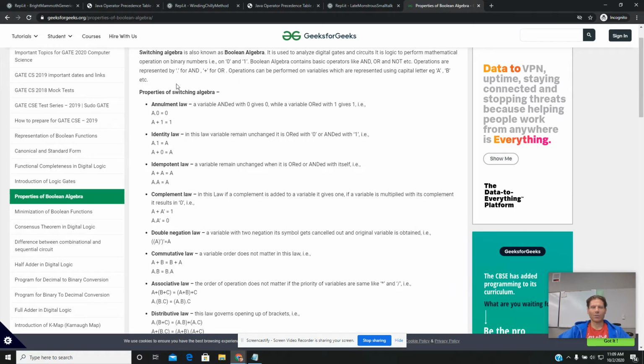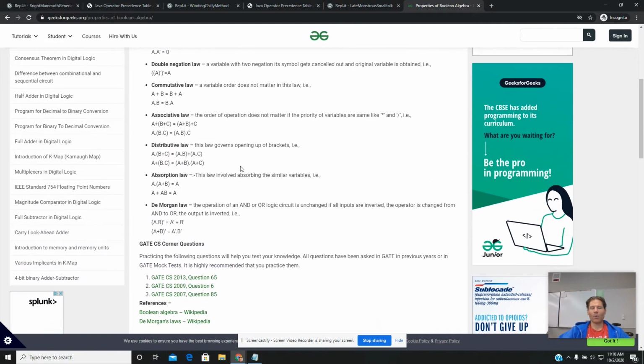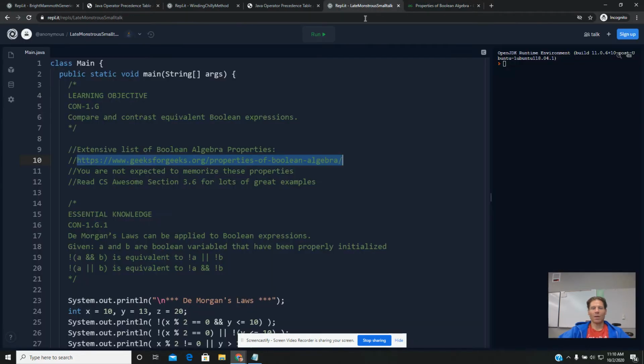Like this one's using a plus sign for the or, and they're using a period for the and. Other sites might use an asterisk for the and. They're using an apostrophe for their not operator, okay, as opposed to an exclamation point like we do in Java. And anyway, there's all kinds of stuff. Now, the only one here that the College Board really wants you to know about is this one called DeMorgan's Law. And I'm going to go over that with you here in a minute.